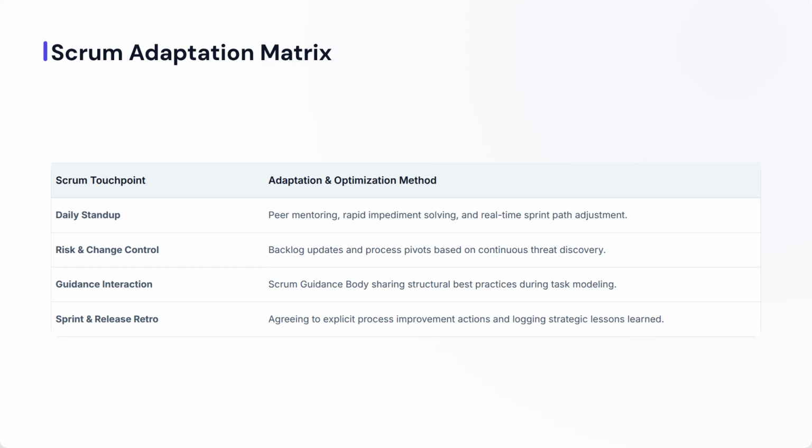In daily stand-ups, we adapt the day's plan if someone has an impediment. In risk and change management, we adapt our backlog when new technical changes arise. We leverage guidance from the Scrum guidance body to refine our task estimation practices, and during the retrospective we adapt our actual engineering practices or team agreements. We don't wait for a project to end to fix its inefficiencies. We adapt every single sprint.